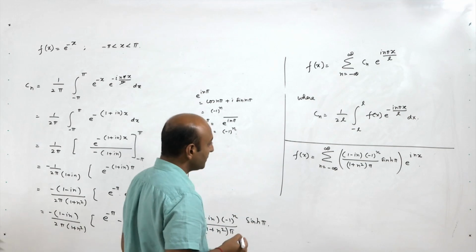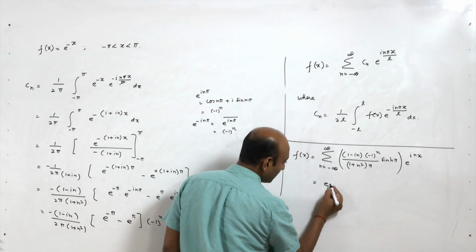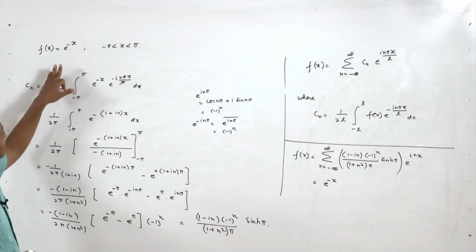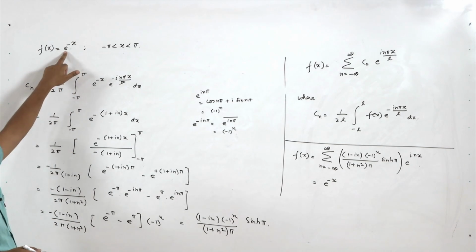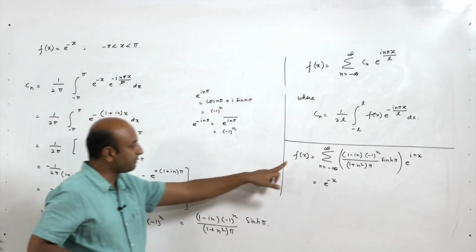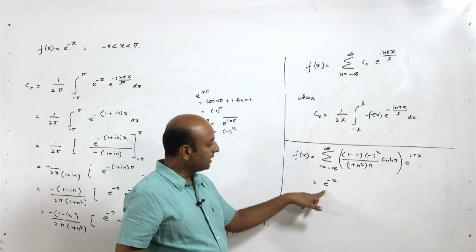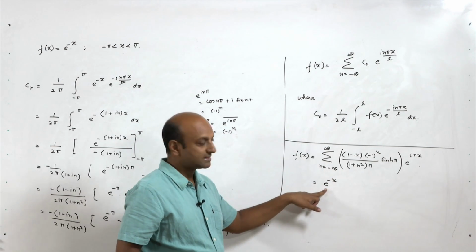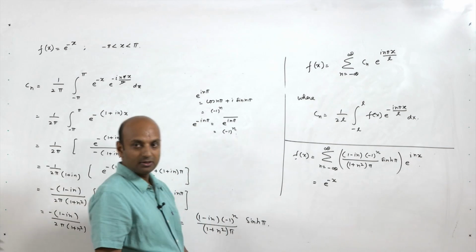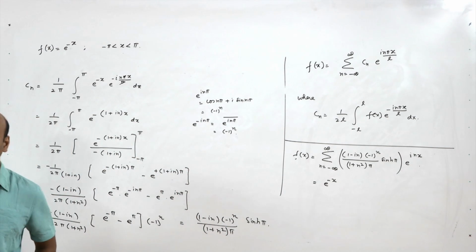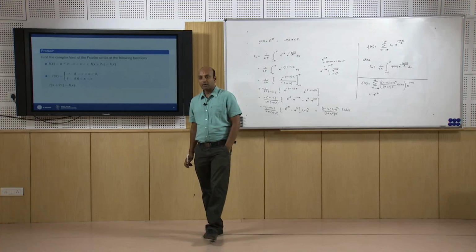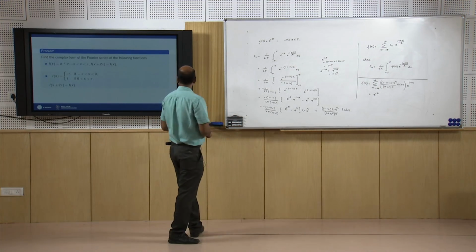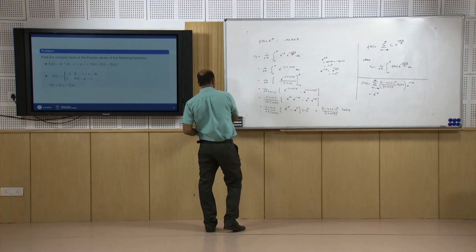So, that will be the Fourier series, it is equal to e raised to the power minus x, because we found the complex form Fourier series of this function. The function is e raised to the power minus x, and the complex form of this is nothing but this expression. So, that is how we can find out the complex form of a Fourier series of a function f x. Now, let us solve the next problem.